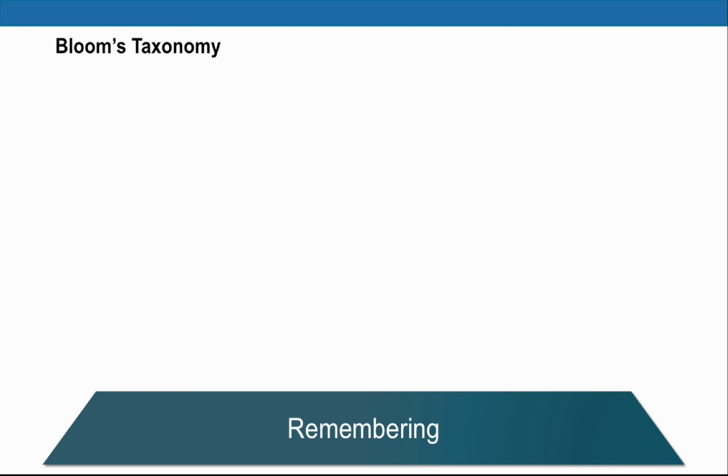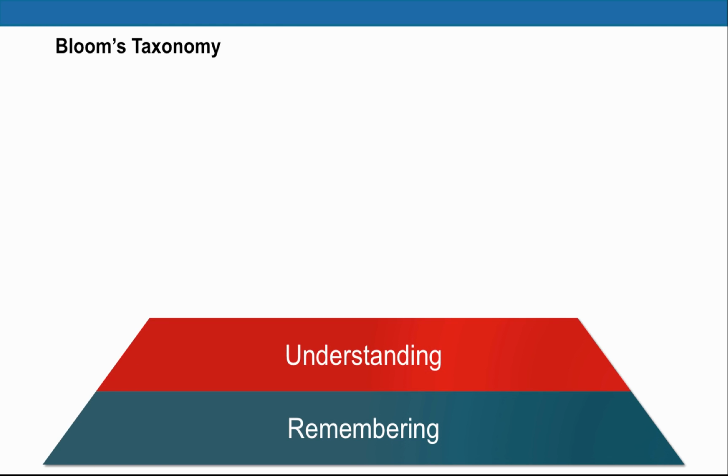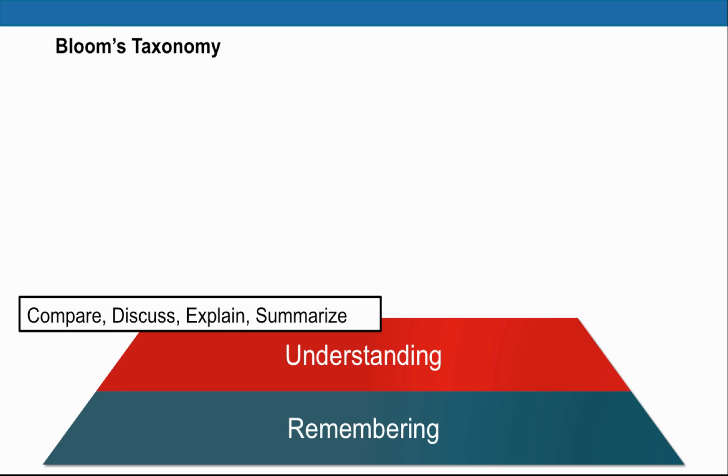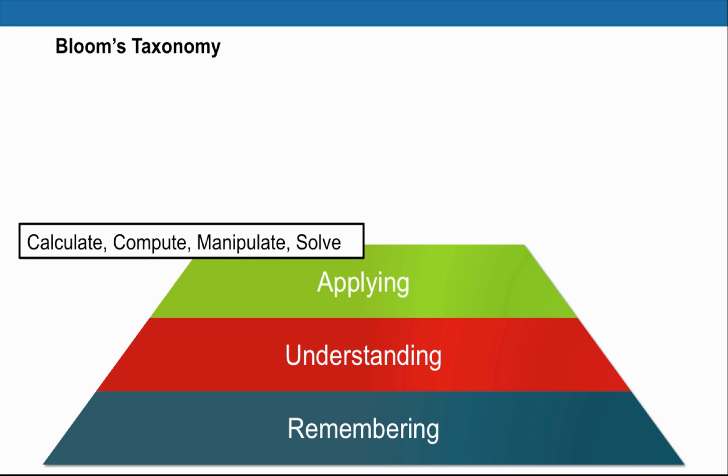Remembering involves retrieving, recognizing, and recalling relevant knowledge from long-term memory. Here are some verbs associated with this level. Understanding means to construct information from oral, written, and graphic messages. Verbs associated with this level might be. Applying involves carrying out or using a procedure through executing or implementing. Here are some verbs associated with the application level.